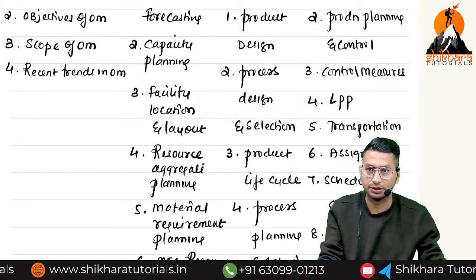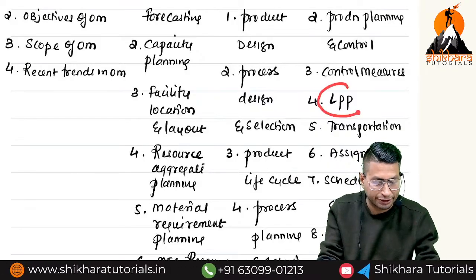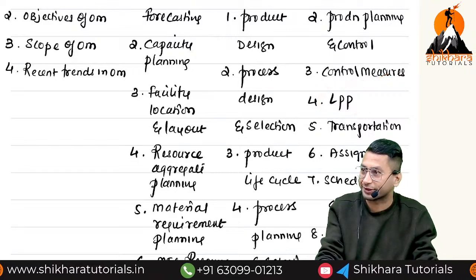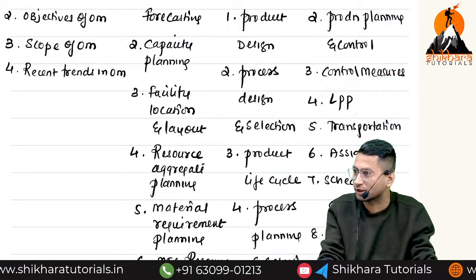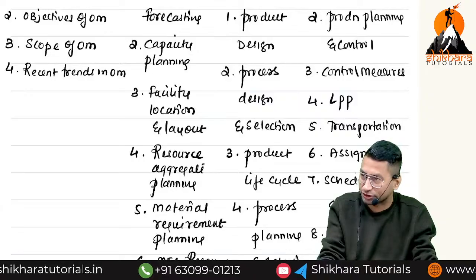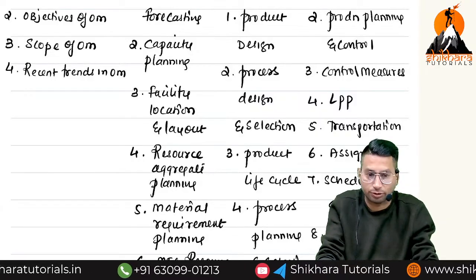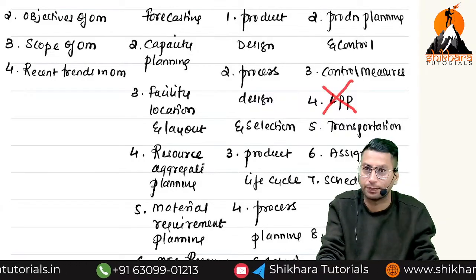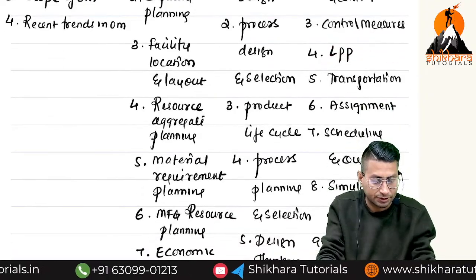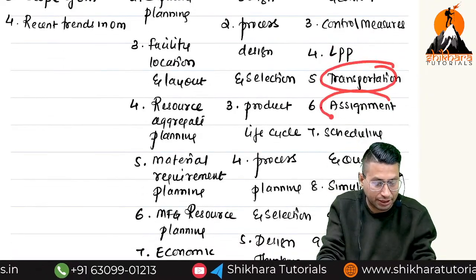Acha, in maximization what will be my objective? Profit. In minimization what will be my objective? Cost. Clear? Next. Linear programming will be used in those businesses where resources are limited, because unlimited resources means LPP will not be applicable. Next. And then transportation and assignment.